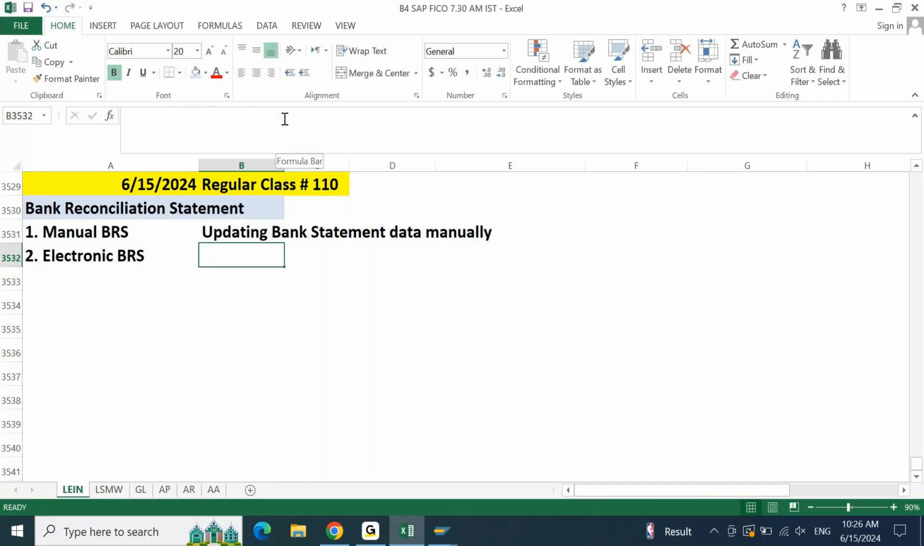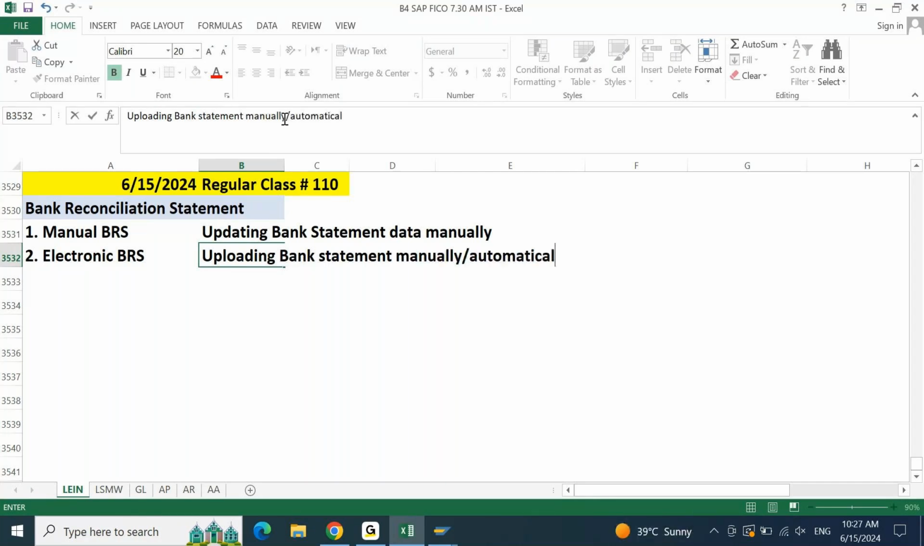And electronic BRS, here it is uploading bank statement manually or automatically. Both are possible here. When it comes to manual BRS, you will take the bank statement, and this bank statement you are going to update manually, meaning your manual bank statement is like a data entry. You have to do a data entry to bring the bank statement information into SAP. Based on your manual data entry, SAP will perform bank reconciliation here.